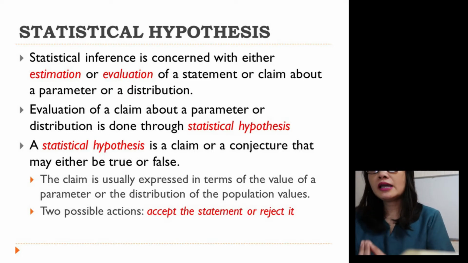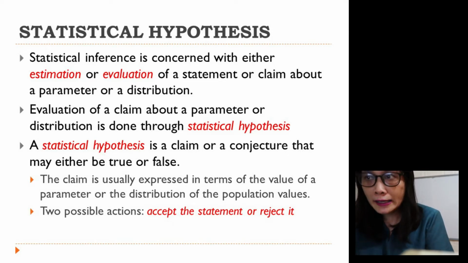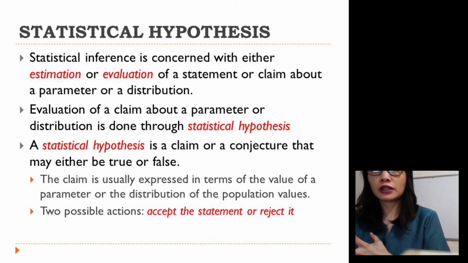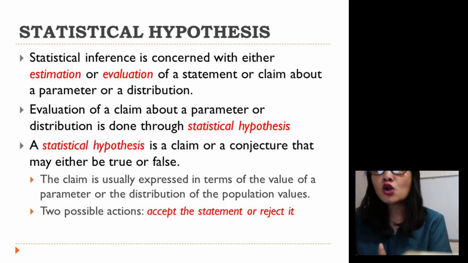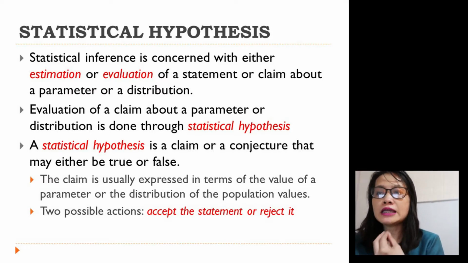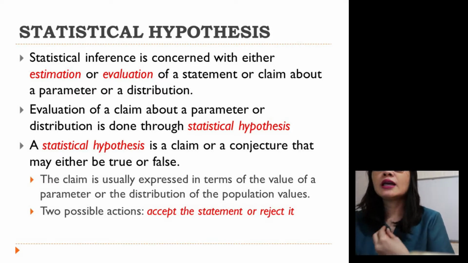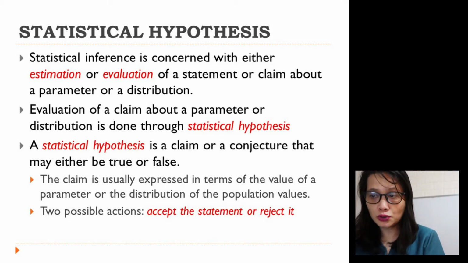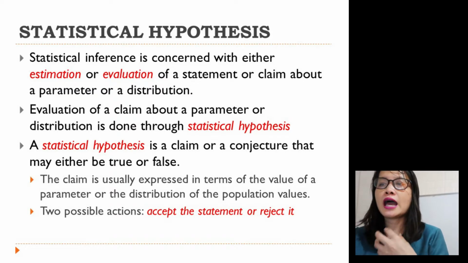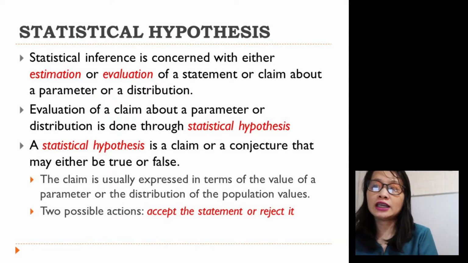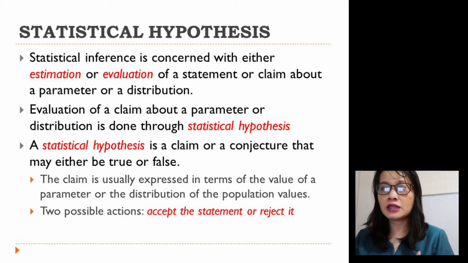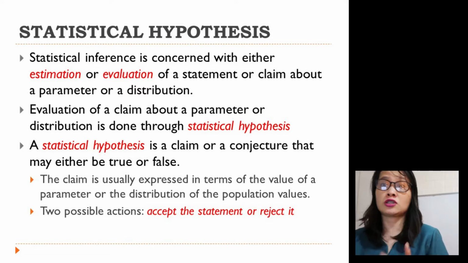A statistical hypothesis is a claim or a conjecture that may either be true or false. Take note, the claim is usually expressed in terms of the value of a parameter or distribution of the population values. Two possible actions: accept the statement or reject it. So those are the two possible actions that can occur in having a statistical hypothesis. You can accept the statement or reject the statement.